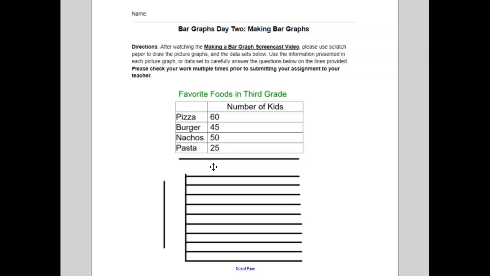Boys and girls, get right to work. I cannot wait to see your amazing assignment.